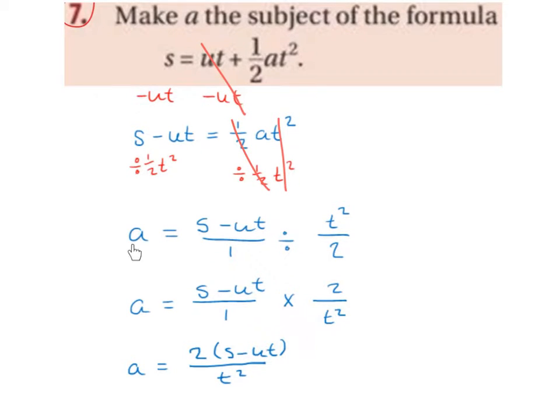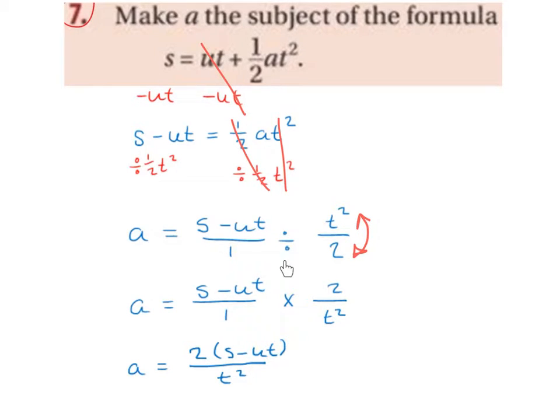So I'm going to get a on its own over here, and it's going to be s minus ut over 1 divided by t squared over 2. So the s minus ut I'm just going to put over 1 so that I turn it into a fraction. And a half t squared I can change to t squared over 2. This means the exact same thing. Now I'm dividing two fractions, and the rule for dividing fractions is turn the second fraction upside down and change the divide to multiply. So I still have a equals s minus ut over 1, and now I have multiplied by 2 over t squared.